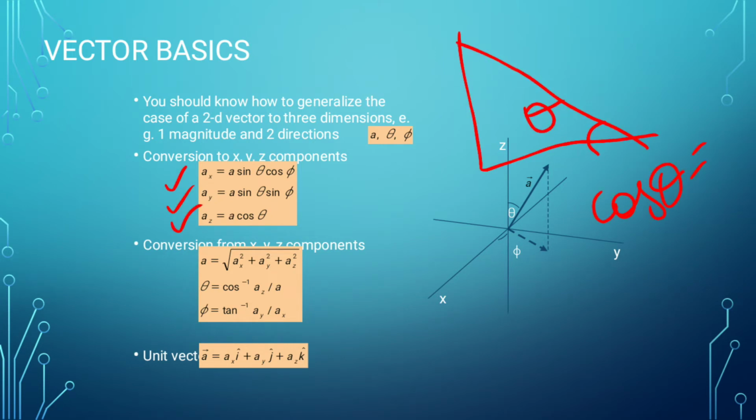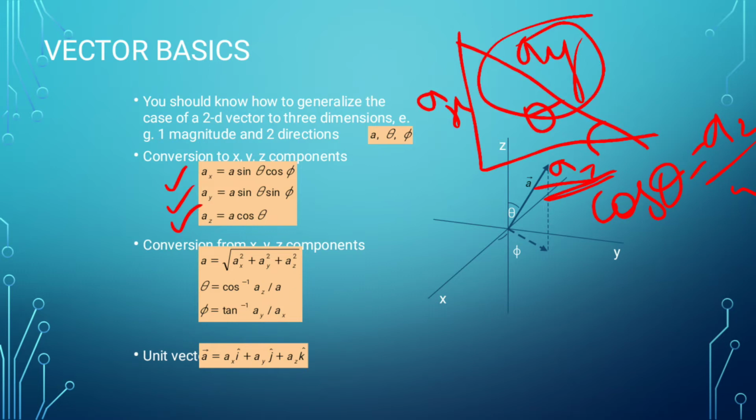Cos theta is equal to the adjacent side. This one is our az component. Okay, and this is our ax and this is our ay. So az divided by the hypotenuse. So az is our adjacent side and the hypotenuse is the magnitude.